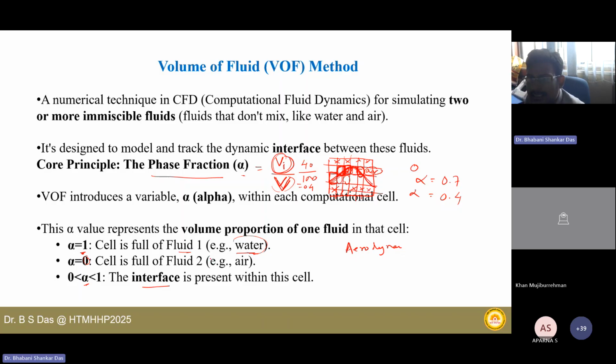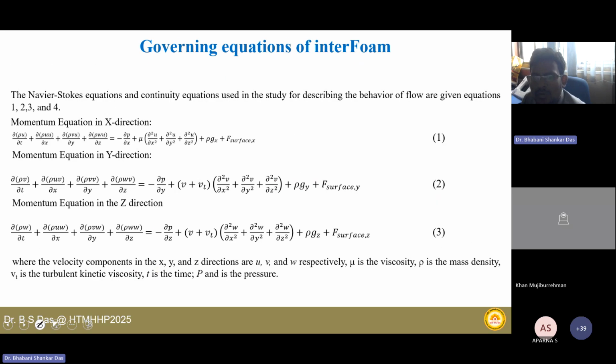Volume of fraction is generally utilized here for recognizing the interface. So VOF, along with the Navier-Stokes equations, you can see the momentum equation in X, Y, Z directions. These are the convective terms, these are the shear terms, and these are the pressure term, the surface force and the gravity force.